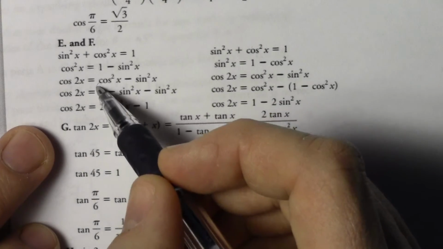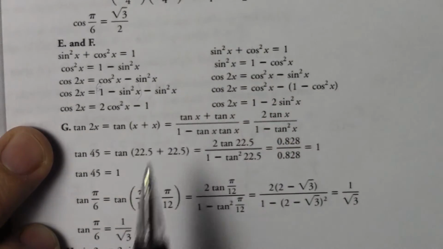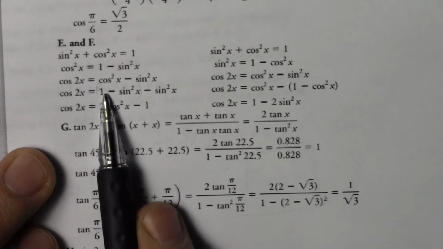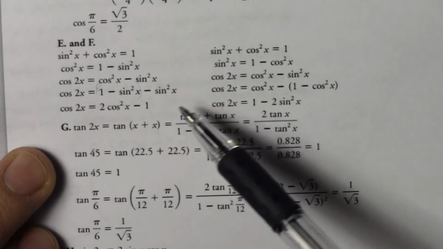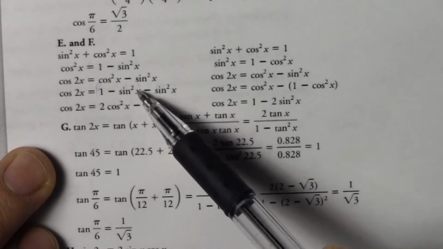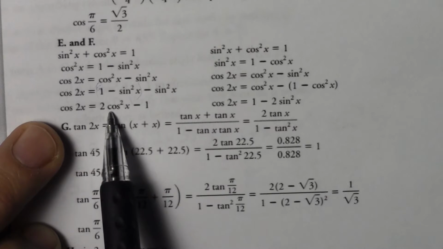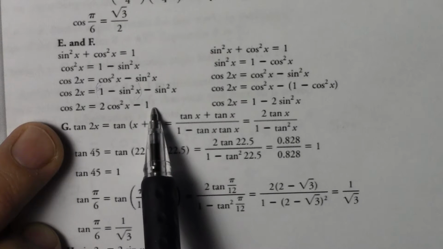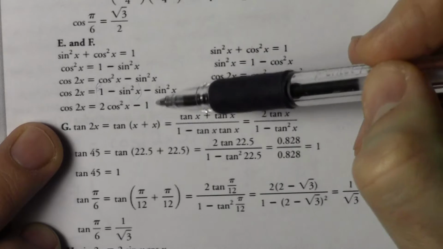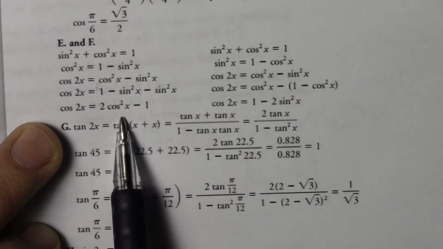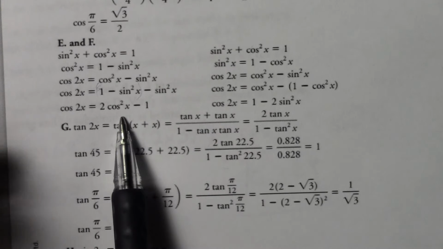So you see how this went in for that. Okay? So then we simplify this. It becomes 1 minus 2 sine squared x. And that simplifies to 2 cos squared x minus 1. And that goes again back to this identity. Okay? Any questions with that one?